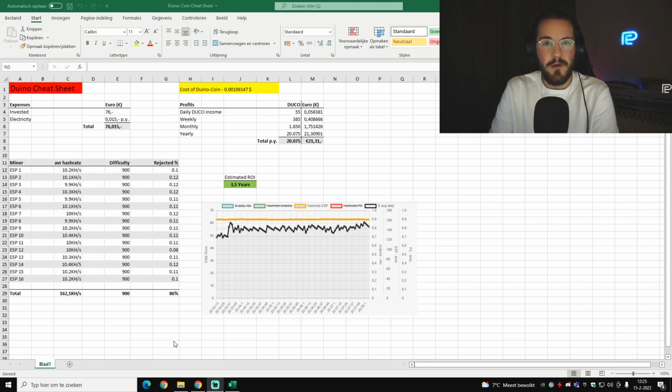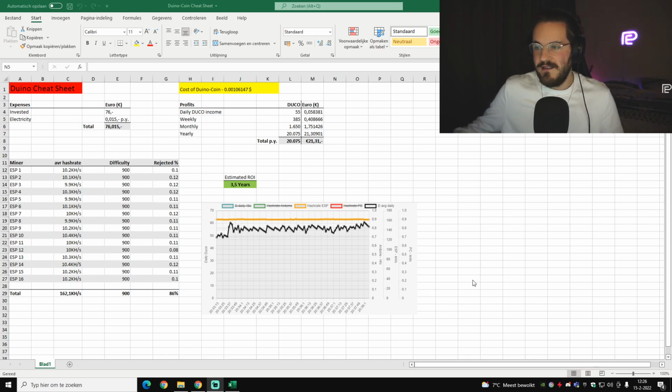I haven't seen any drop off in actually the amount of Duco I mine. So this is just something to be aware of. This might change in the future, I don't know yet. And obviously the rejected percentage is some of the hashes that you mine might get rejected. I'm not entirely sure how, but it's around 0.1% per board over maybe 200,000 hashes. So it's really nothing. You're probably not gonna notice it. And it's just there. You just have to live with it, I think.